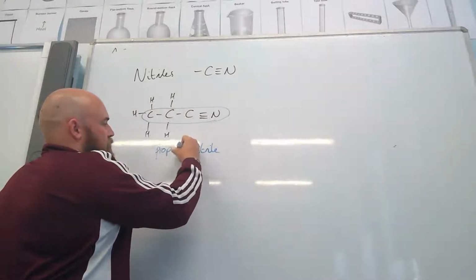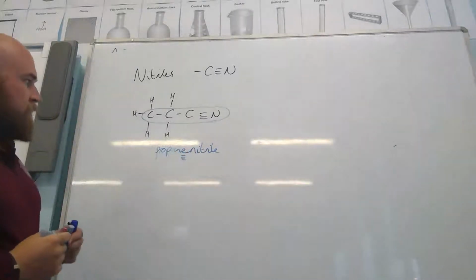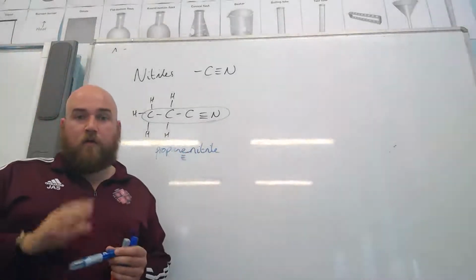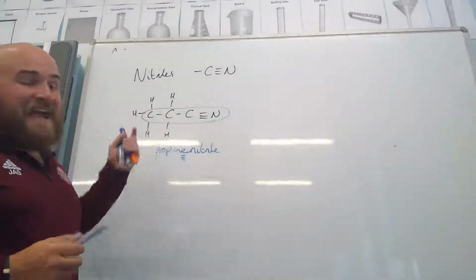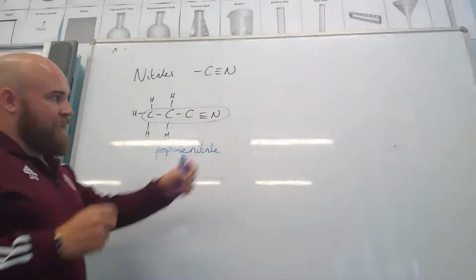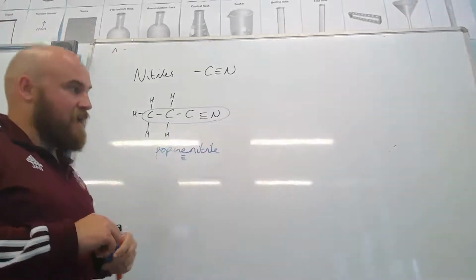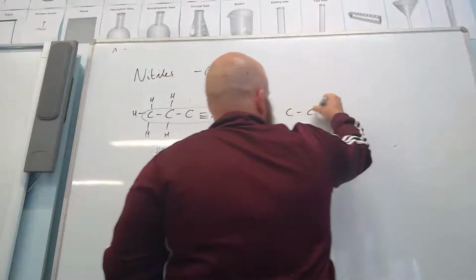So it's propane, get the letter E, nitrile. So it's propane nitrile, all one word, all joined up, all right? And then once you've identified it, any branches you name in exactly the same order. So I'll give you an example to have a go at here, and we'll see if anyone can get the right answer. So let's have a go.